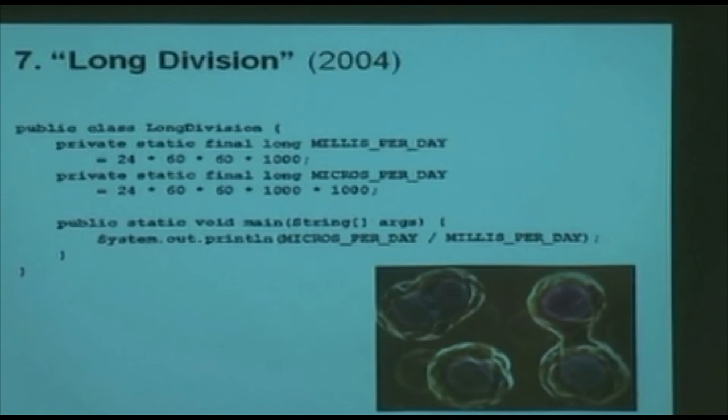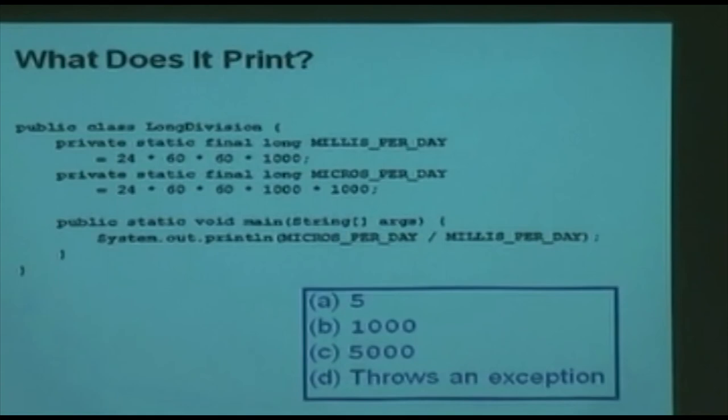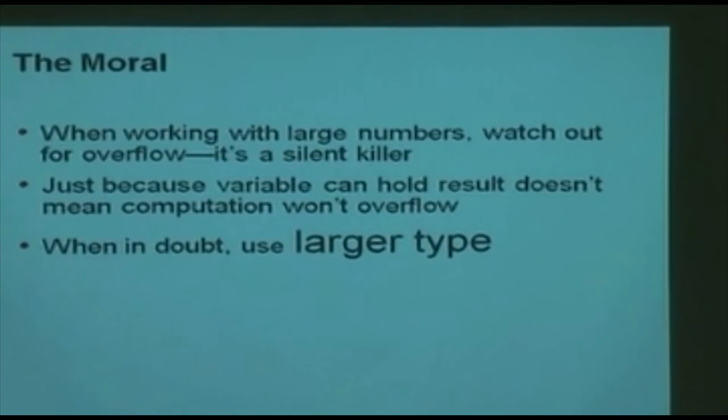The problem's not actually about cell division, it's about division of longs, hence the title Long Division. So here we have two constants. One is suggestively called private static final long MILLIS_PER_DAY, the number of milliseconds in a day. And we get that by multiplying 24 hours per day, and so on. As for why it prints 5, the intuition is silent killer. I do mean silent. You get no warning, it just blows up.